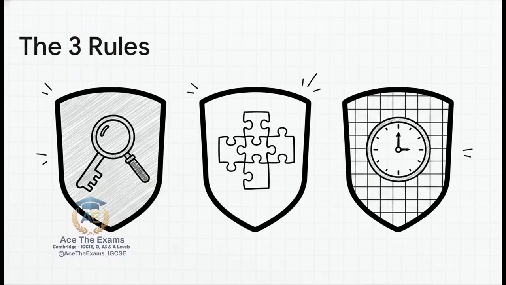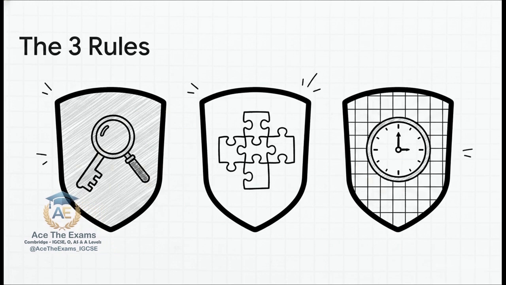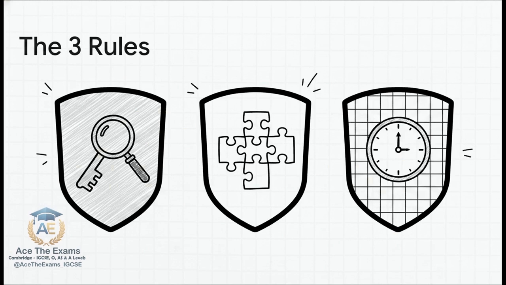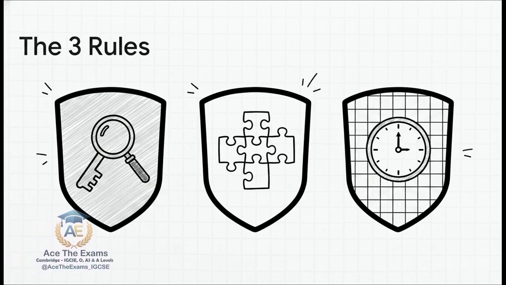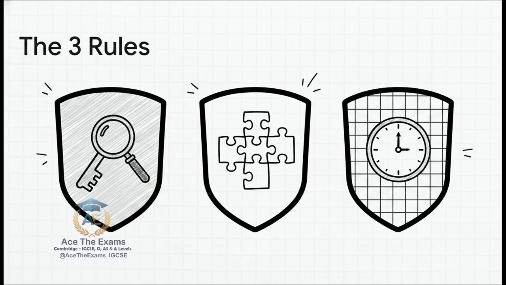Rule 2, PEEL framework application. Always structure those extended responses with point, evidence, explanation, and link. It guarantees you hit the assessment objectives for application and analysis. And Rule 3, time management matrix. Use the method mark strategy to show your procedural framework step by step so you capture marks even if you run out of time to perfect that final code. Stick to these 3 rules, and I promise you, you will completely transform your exam performance.